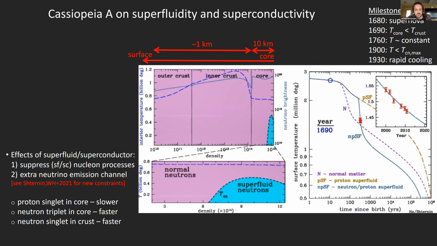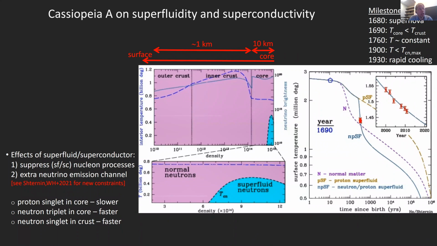Okay, and I see Sanjay's hand. Yeah, one more kind of crazy question. Is fallback, very, very late time fallback, a possible source of heating for the neutron star crust?